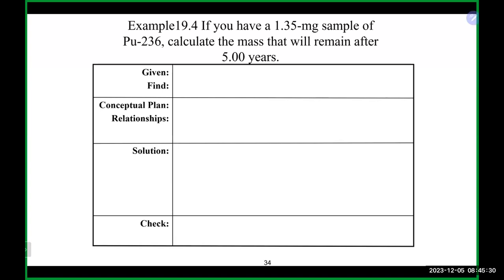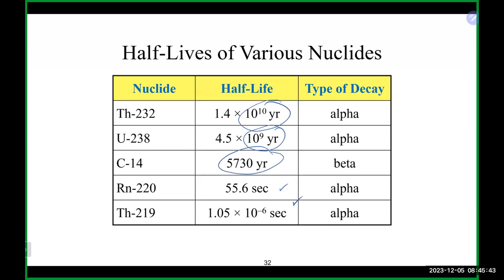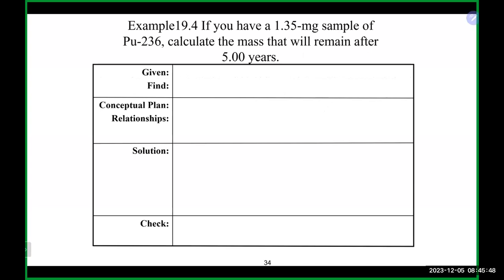So let's try one here for old time's sake. If you have a 1.35 milligram sample of plutonium-236, calculate the mass that will remain after 5 years. And it's not on there. Oops. Do you have the half-life on your notes? That might be helpful. There it is. I think the half-life there is 2.86 years. That might be a helpful piece of information, I imagine.